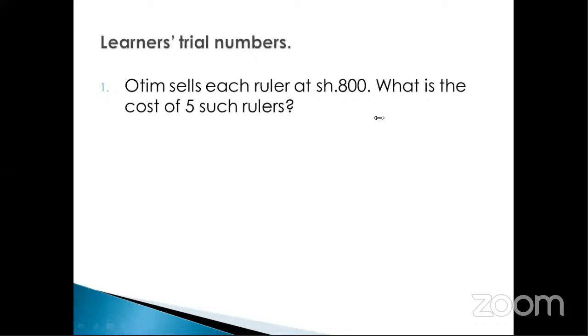One ruler costs 800. The cost of 5 such rulers is 800 times 5. 5 times 0 is 0, 5 times 0 is 0, 5 times 8 is 40. Okay, conclude the answer. The answer is 4,000 shillings.